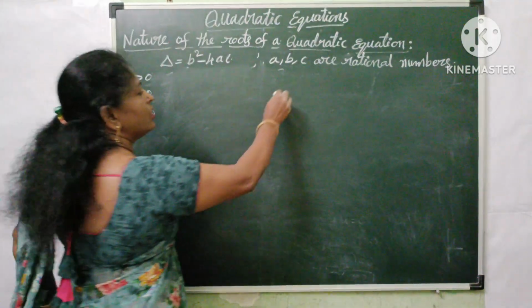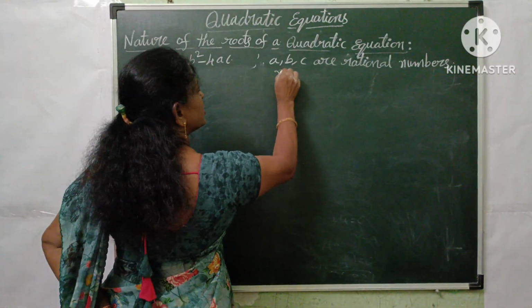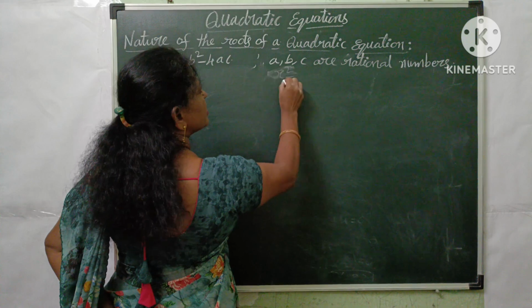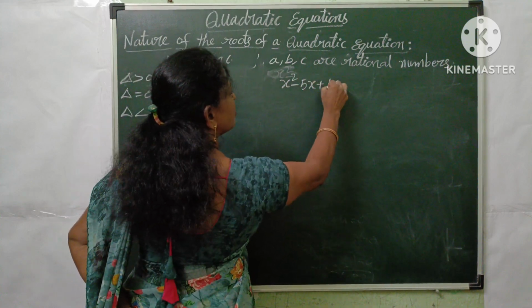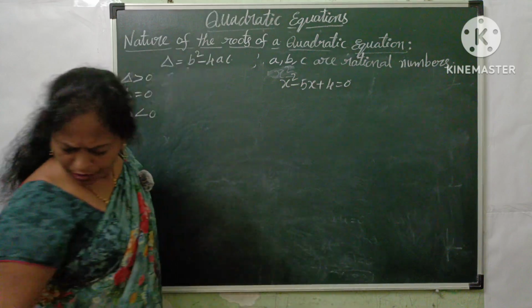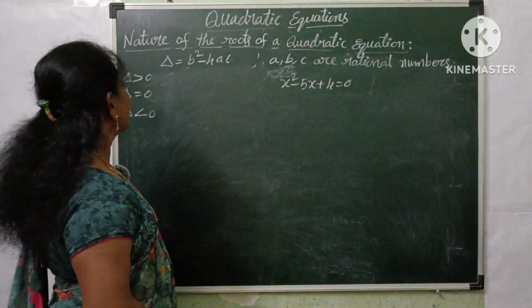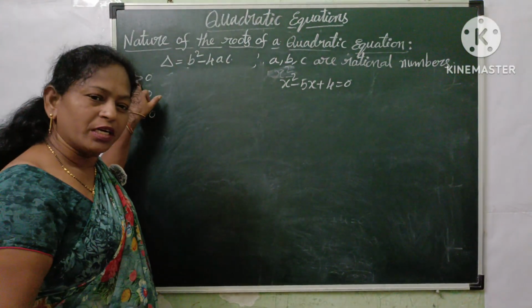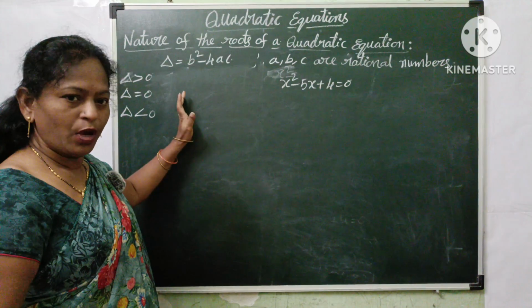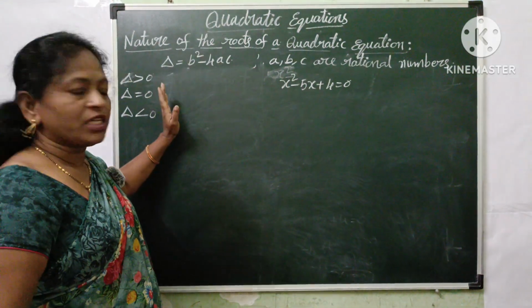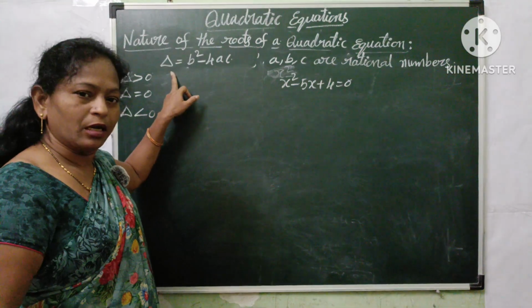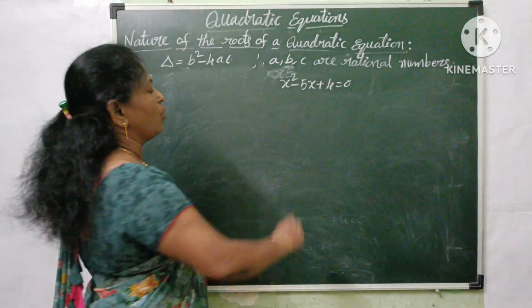x square minus 5x plus 4 equal to 0. I have taken one example. Here we have two conditions: delta greater than 0 and a perfect square, then its roots are rational and distinct. That is what we have to prove now.